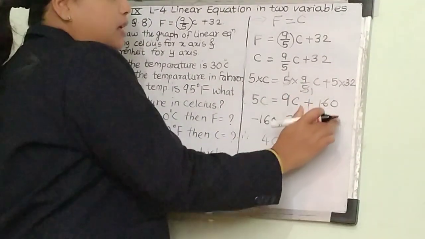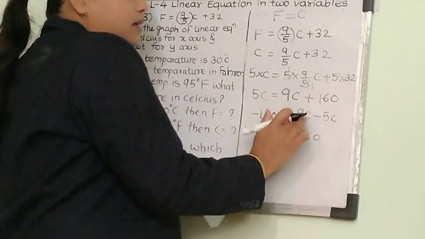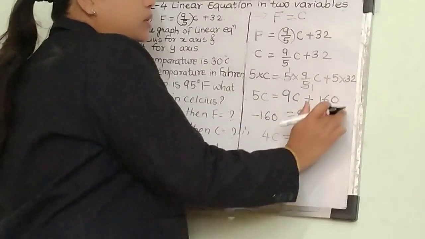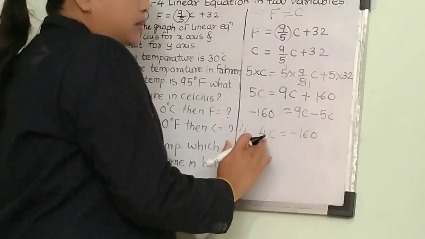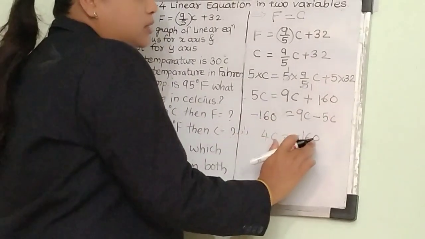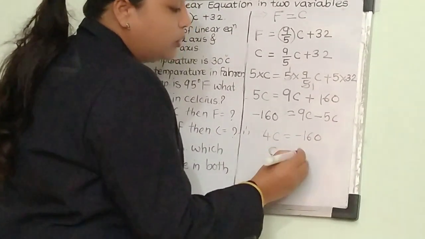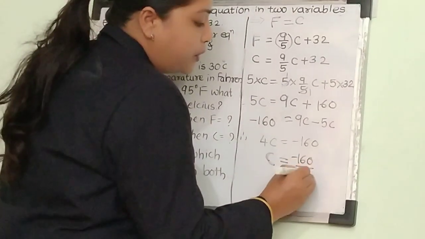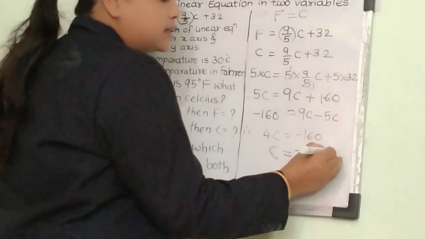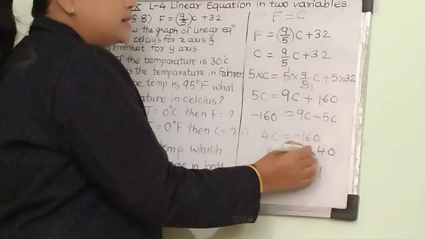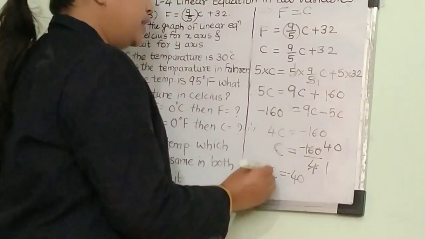Now 160 will come to this side, it becomes minus. So minus 160 equals 9c as it is, and 5c will go to this side, it becomes minus. So 9c minus 5c becomes 4c equals minus 160. Therefore we can say that c is equal to minus 160 upon 4. So 4 ones are 4, 4 fours are 16 and this 0. So we get c equals minus 40.